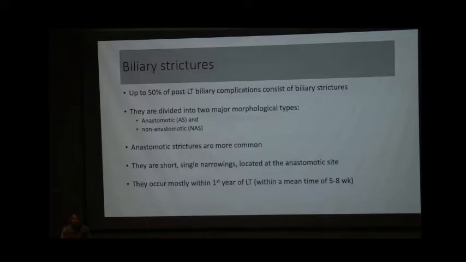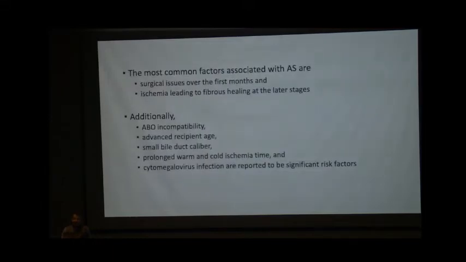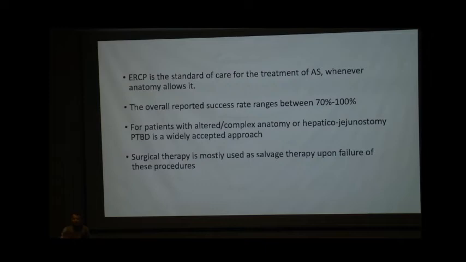Anastomotic strictures are short, single narrowings located at the anastomotic site, and they occur mostly within 1 year of liver transplant, and the mean time of presentation is 5 to 8 weeks. The most common factors associated with anastomotic strictures are surgical issues over the first months and ischemia leading to fibrous healing at later stages. Additionally, ABO incompatibility, advanced recipient age, small bile duct caliber, prolonged warm and cold ischemia time, and CMV infections are reported to be significant risk factors for anastomotic strictures.